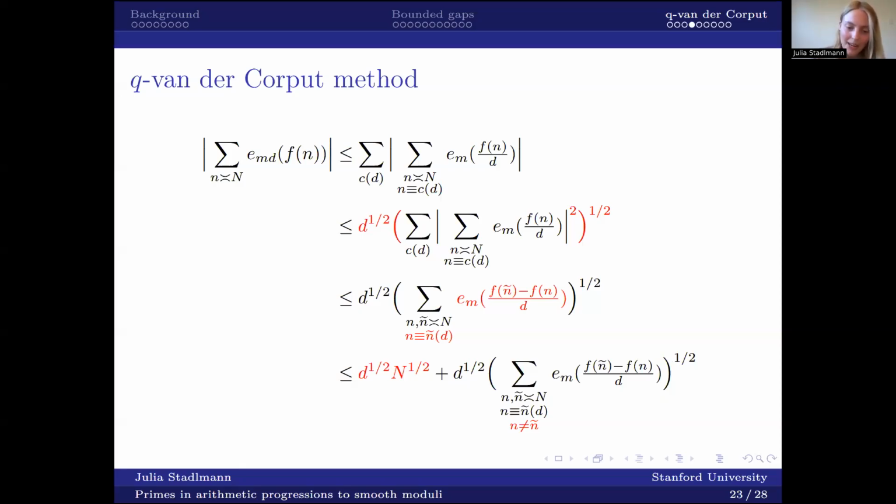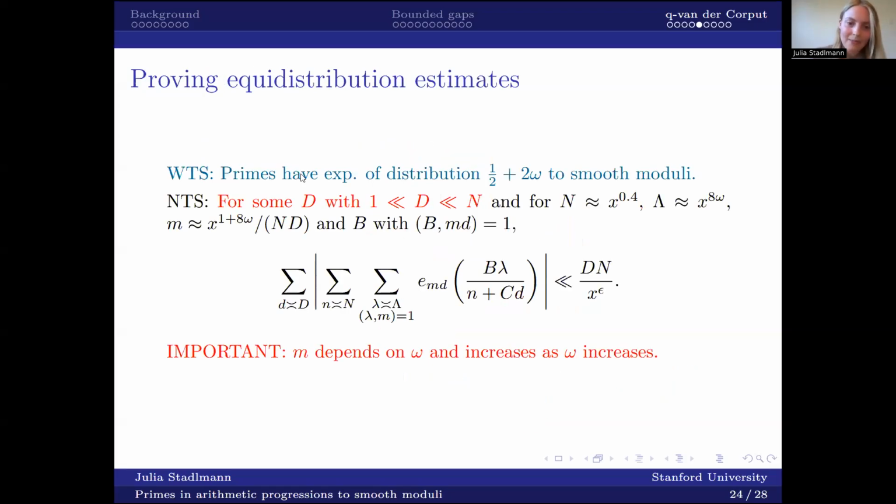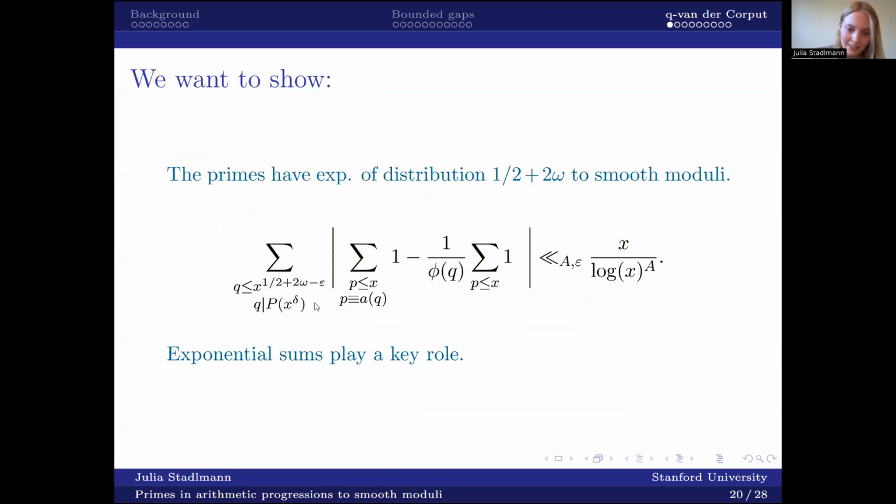We now want to apply this to the problem of proving equidistribution estimates for smooth moduli. Polymath showed, following on from work of Zhang, Maynard, Dao, and so on, that if we use the linear dispersion method and use completion of sums, then this statement here, which is a sum of the error terms for primes in arithmetic progressions, can be transformed into a question of bounding the following exponential sum.